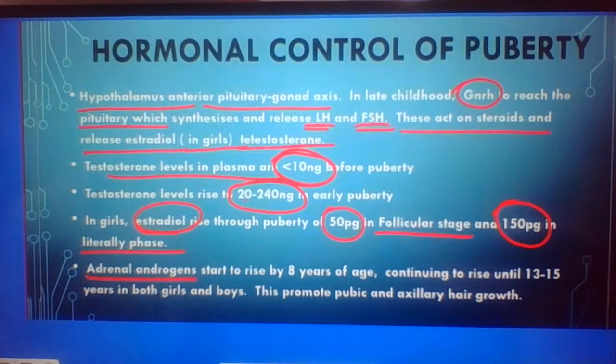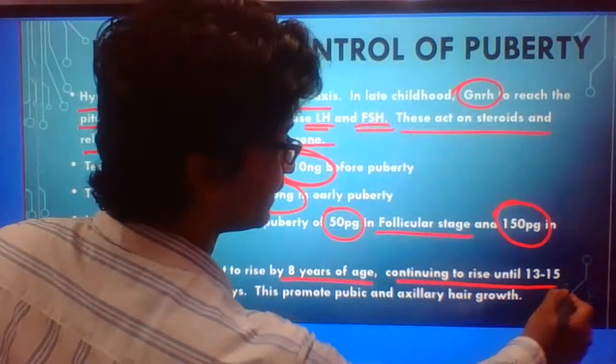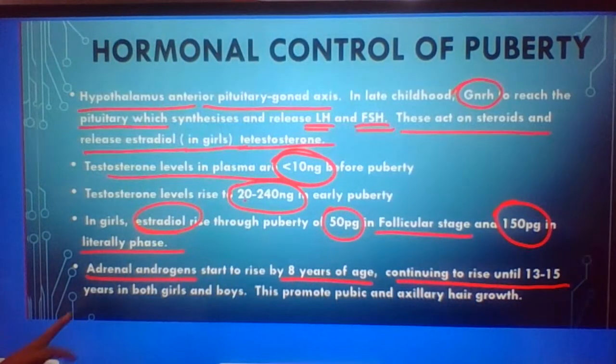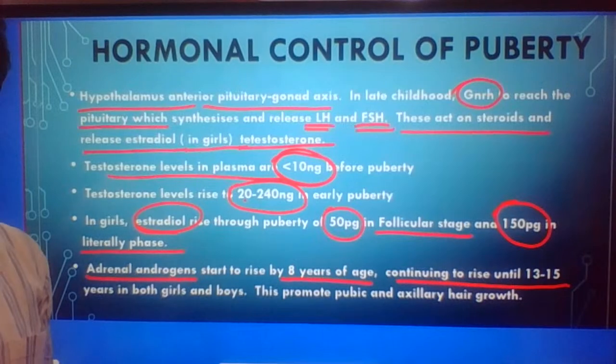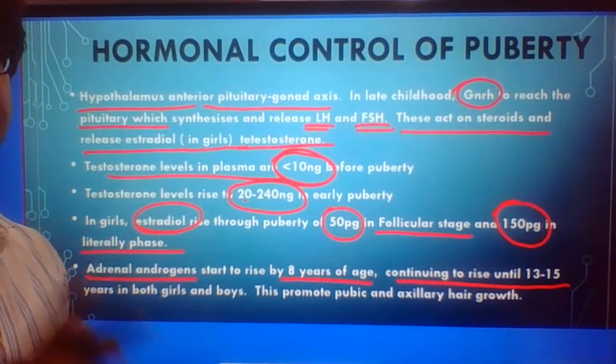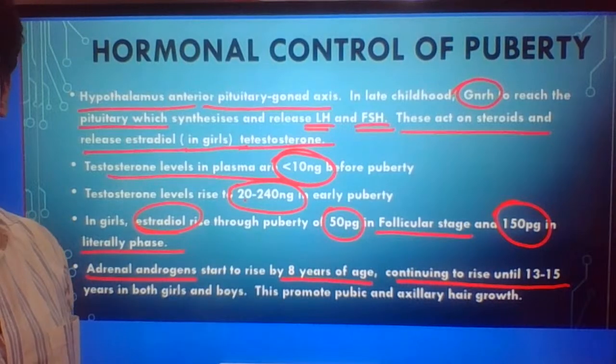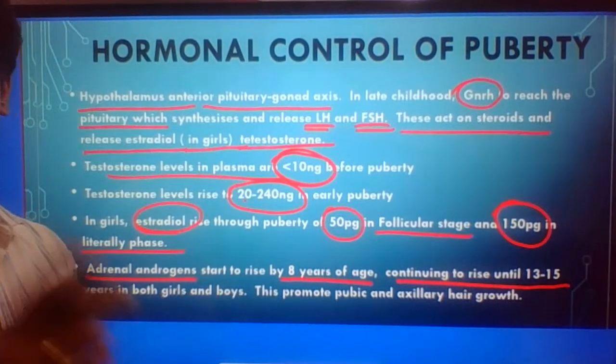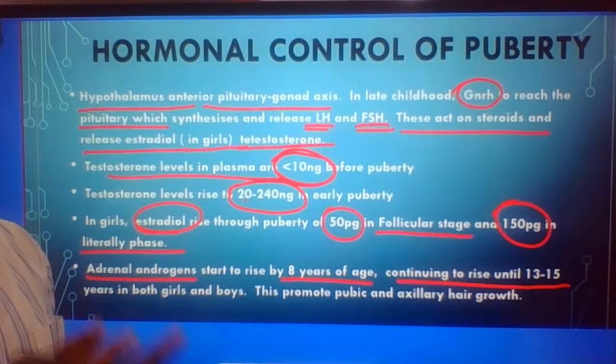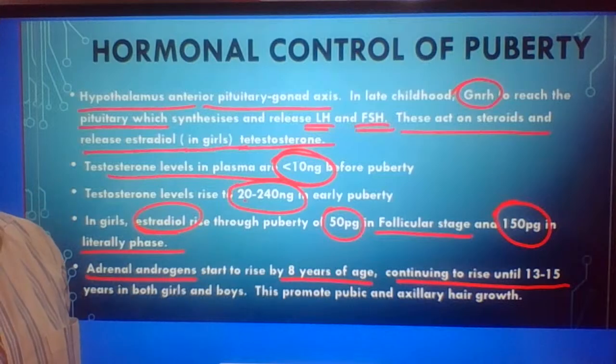Then adrenal androgens, you could see the adrenal androgens will start to rise by 8 years of age and continue to rise until 13 to 15 years in both girls and boys; as far as the adrenal is concerned, both male as well as female. Not only the pituitary gland, even the adrenal gland. You discussed the glucocorticoids, mineralocorticoids. We studied the zona glomerulosa, zona fasciculata when we studied the endocrine system, right? I hope you can recollect.